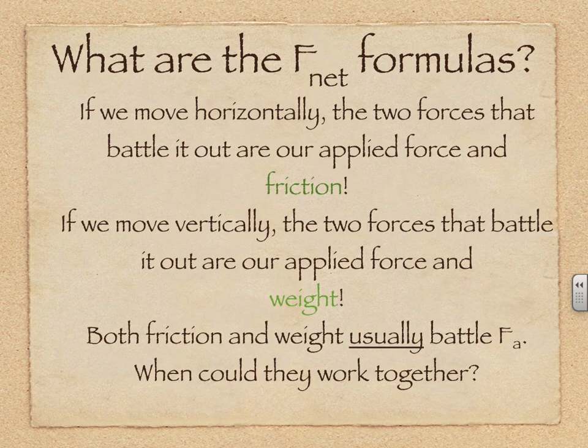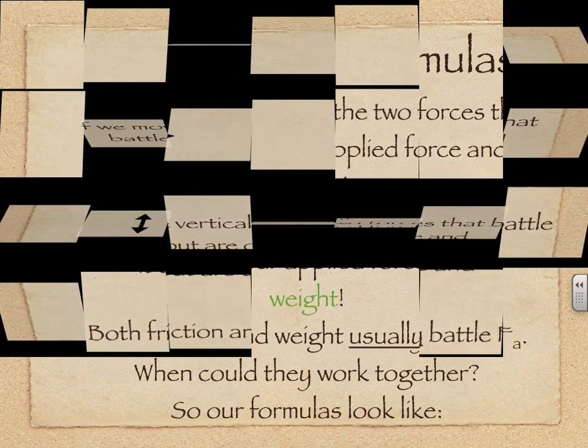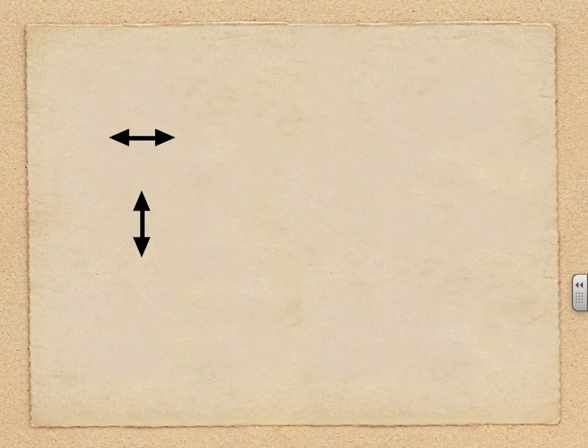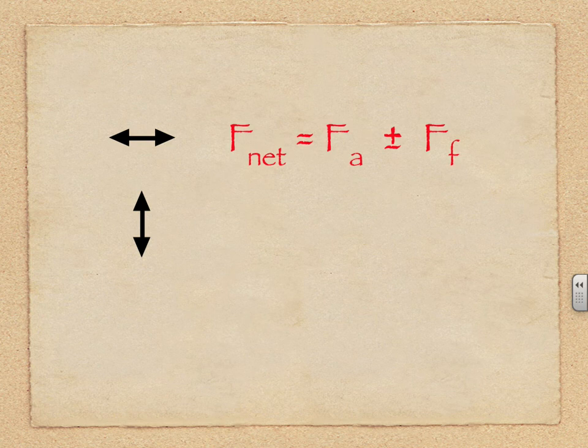But most of the time when we're doing this, I'm trying to toss him up in the air. His weight is stealing some of that force. What's left over actually is causing the acceleration. Is that starting to make sense? Yeah. So our formulas are going to look like this. We're going to have one for side to side, and we're going to have one for up and down, and they're going to look all prettiness like that.